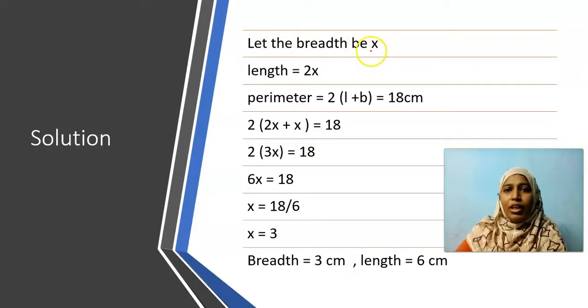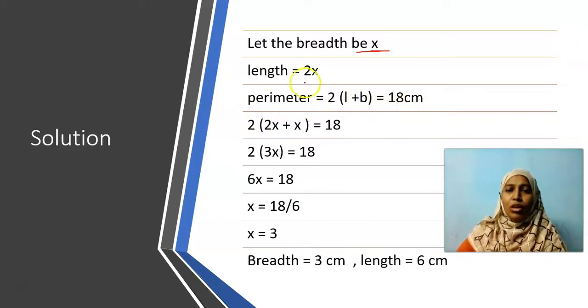Let the breadth be x. This is very important. So what will be the length? 2 times the breadth. So 2 into x, 2x. And we know the perimeter of a rectangle is 2 into (L plus B). This is the formula that we already know for perimeter of a rectangle. And we know the value for it as 18. That is also given in the question.